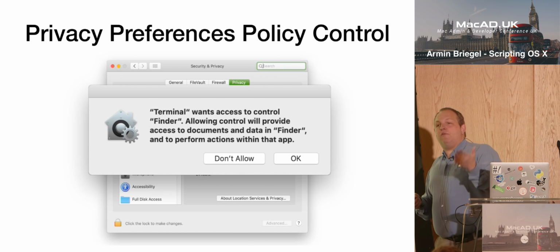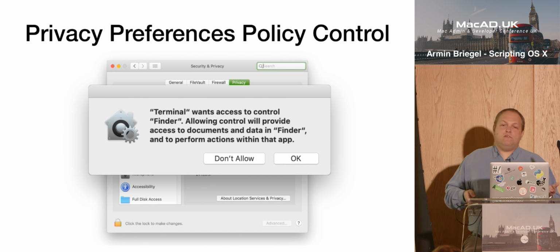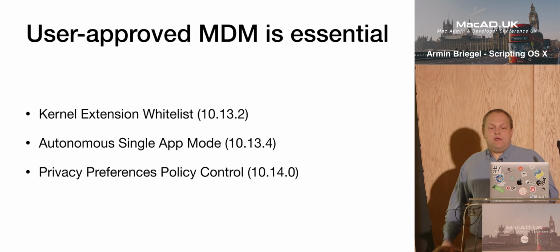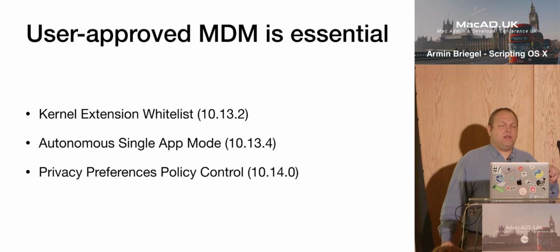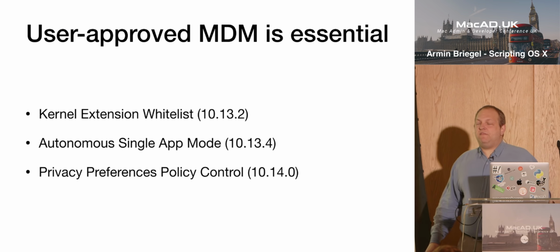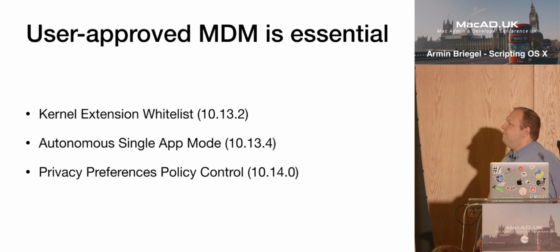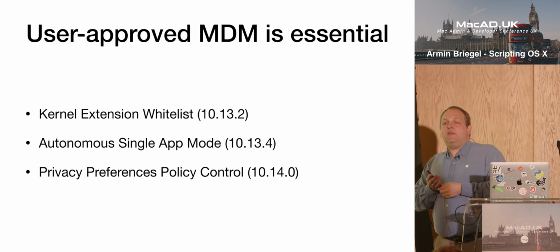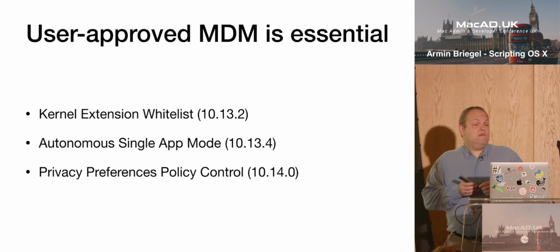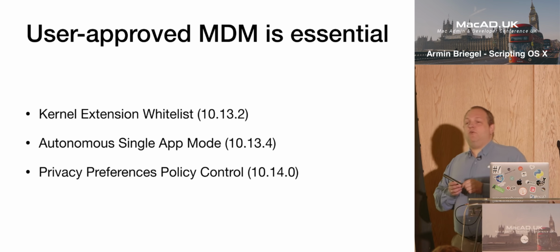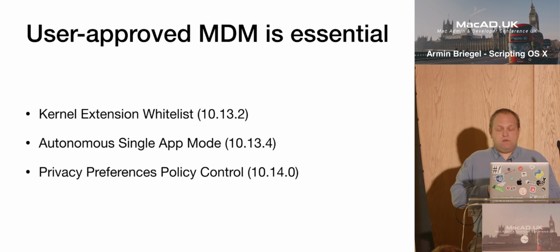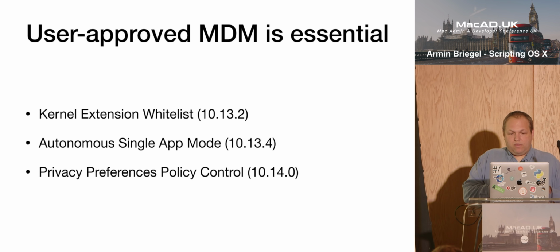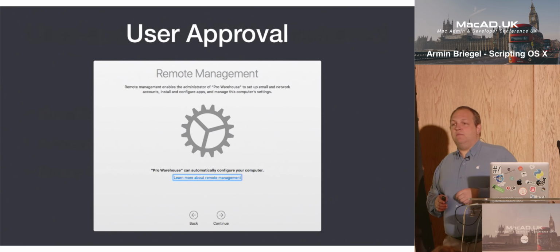But since this is something that requires user approval, it requires a user-approved MDM. The user has to approve at least once. As far as I can tell, the documentation has not been updated for 10.14.4 yet, so there might be some additions to this. There are 3 things that require user-approved MDM: kernel extension whitelist, and the privacy preferences policy control profiles are the most essential ones. Autonomous single app mode, again, probably more for the next room, on the Mac also requires a user-approved MDM.